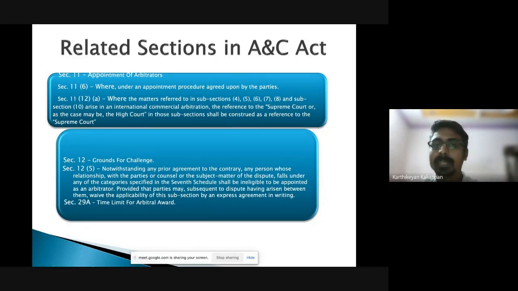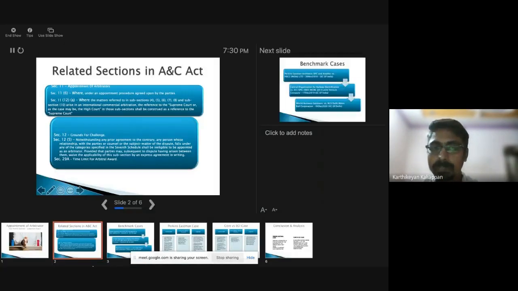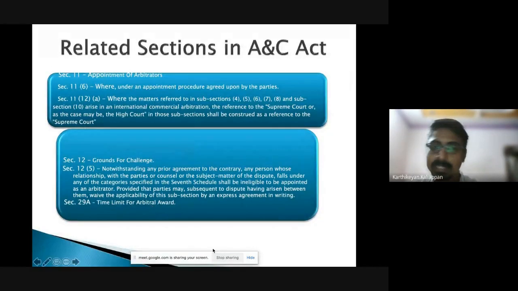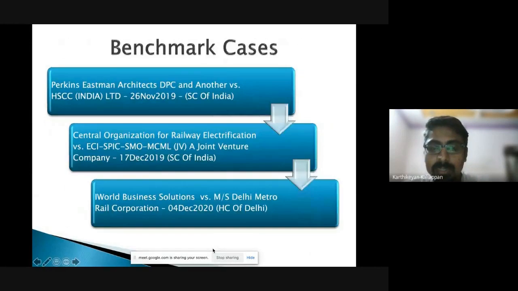So when somebody is appointed as an arbitrator, there are some things which have to be followed. If not, then both parties have to agree in order to come to a conclusion. And Section 29A talks about the time limit for the arbitral award. So these are the sections we will be discussing today. Ram, can you move on to the next slide?